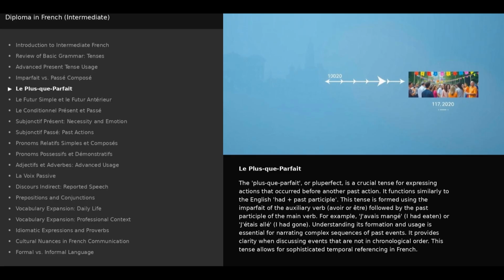Understanding its formation and usage is essential for narrating complex sequences of past events. It provides clarity when discussing events that are not in chronological order. This tense allows for sophisticated temporal referencing in French.